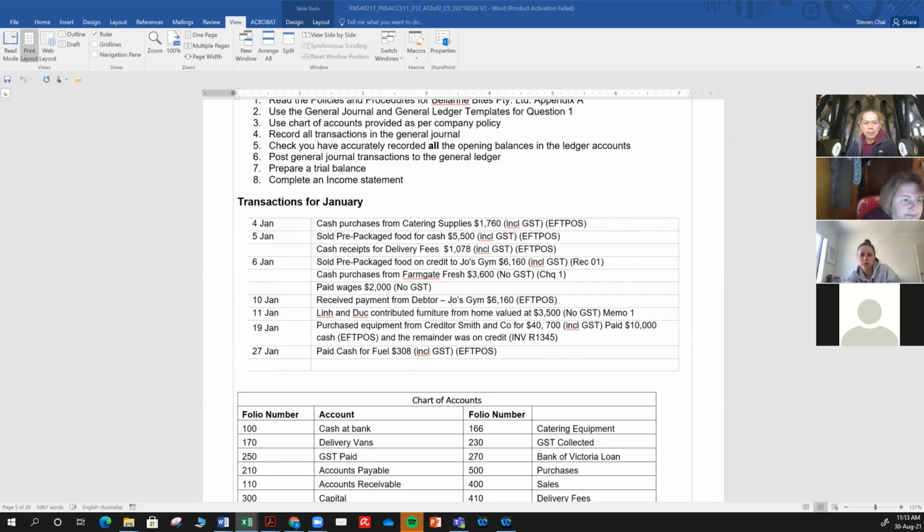Did you say cash purchases from catering supplies into the what? Number one. What would be your journals? Even though it's not required, I would suggest you write down the journals and then start posting to the journal ledger Excel template. Okay.